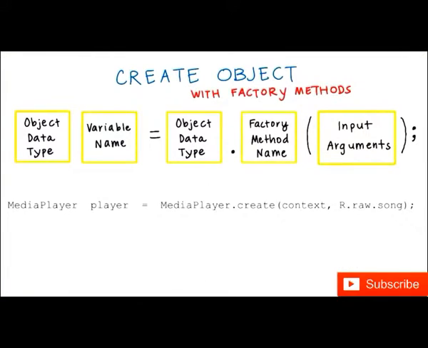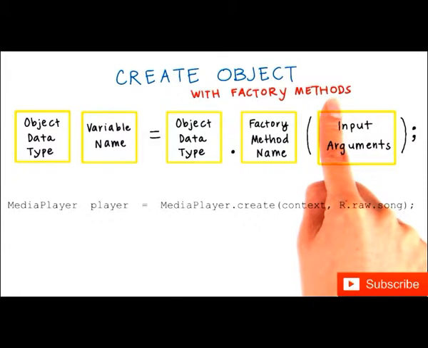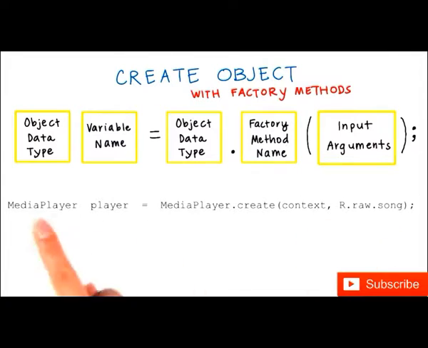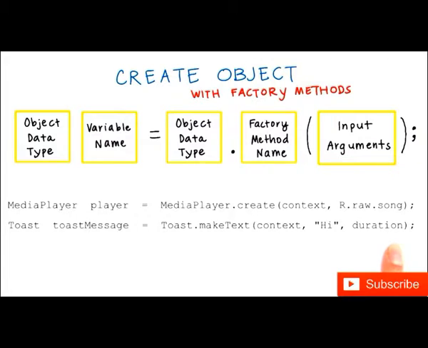Sometimes when you're looking at the documentation, it may advise you to use a factory method to create an object. That is, instead of a constructor. Here's an example. To create a new MediaPlayer, the documentation advises you to use the method MediaPlayer.create, and this returns a MediaPlayer object that can be stored inside this variable. It follows the format of object data type, so MediaPlayer with a capital M, dot, and then the factory method name, which is create in this case, and then you pass in the input arguments to initialize that MediaPlayer.